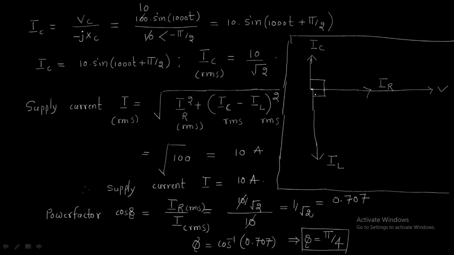The combination of inductor current and capacitive current, IL minus IC, will give some value here. Why IL minus IC? IL value is 20 by root 2, and IL is greater than IC, since IC value is 10 by root 2. These are the RMS values.